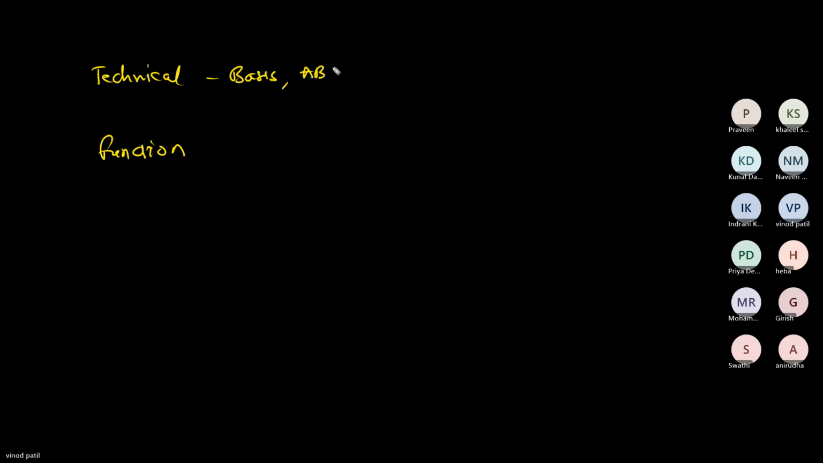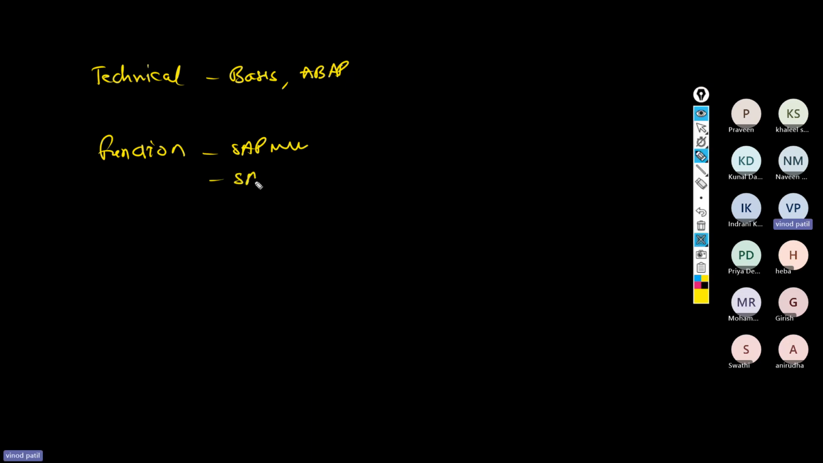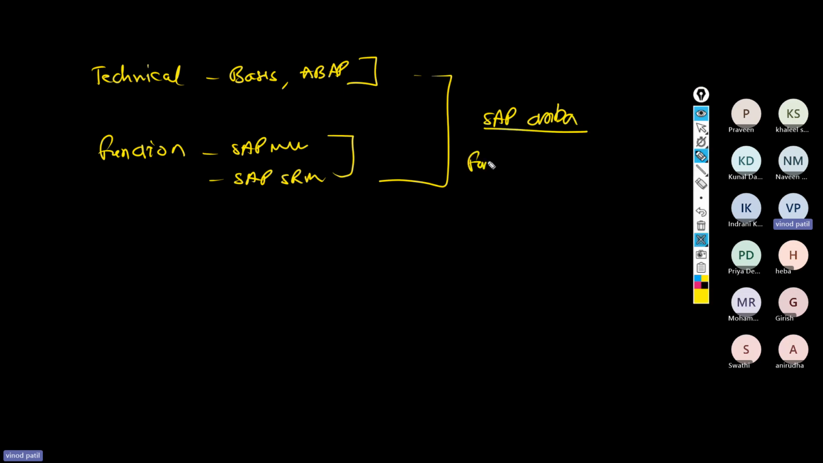Okay, let's go ahead. In the SAP segment, there are 2 types of consultants: technical consultant and functional consultant. Technical will be a Basis person or an ABAPer. Functional will be SAP MM, SAP SRM, this type of people. These people have some part and those people have some part. But in Ariba, the consultant is a techno-functional consultant, so you have to learn things functionally as well as technically.